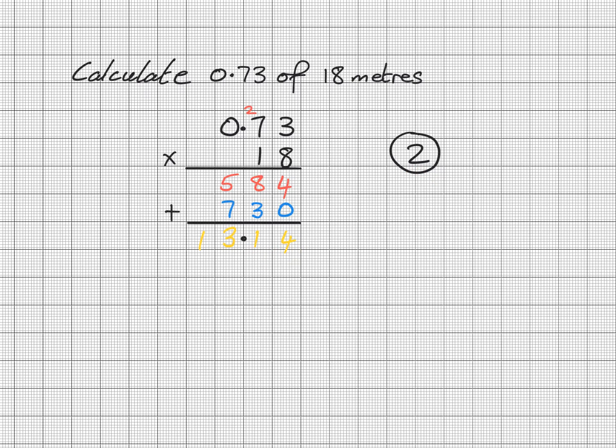which is what I'm asked to do over here, and my answer therefore is 13.14, and I mustn't forget to put in my unit of measurement, which is meters, and if I've done all of that, I've got it correct. Well done. And that's pretty much all there is to multiplying whole numbers by decimals.